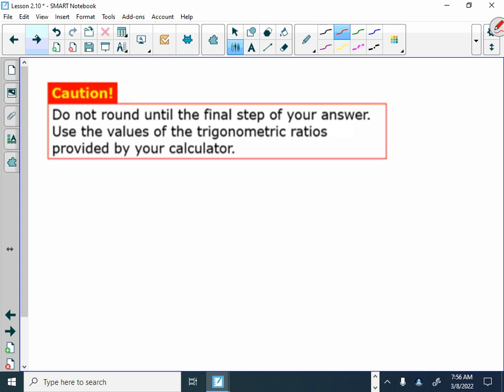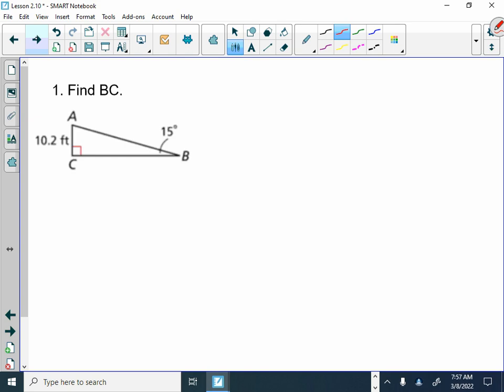Work with this calculator all the way. Because if you start rounding things before the end, your answers are going to be wrong. So work with these long decimals, because you don't have to type it in again. You can just say multiply by 2. So do not round until the end. Okay. Alright. Let's do some examples.